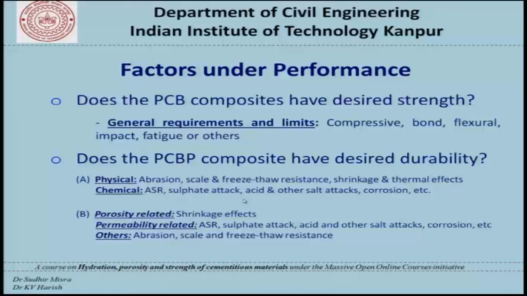The same properties that we have seen under durability can also be grouped in a different way. For example, you could have porosity related issues where shrinkage effects come under this category. You may also have ASR, sulfate attack, acid and salt attacks and corrosion coming under permeability related parameters, and you may also have others where abrasion, scaling and freeze resistance can be grouped.